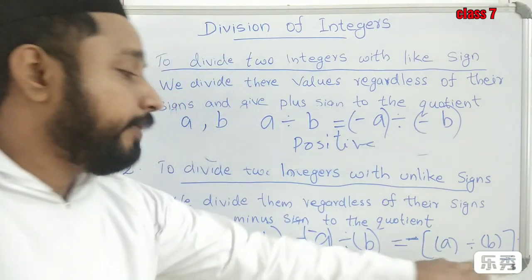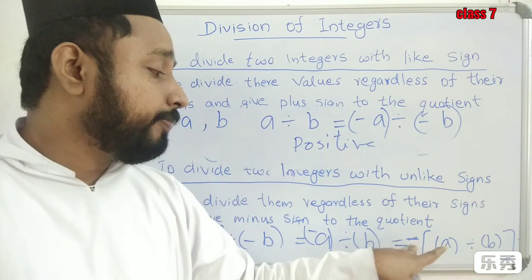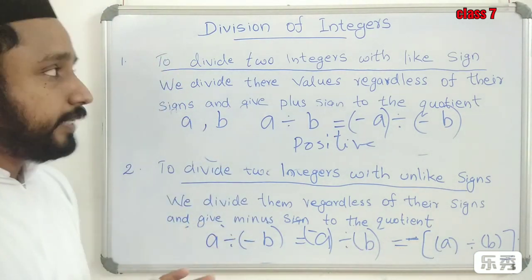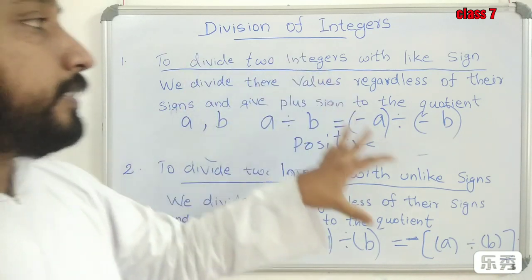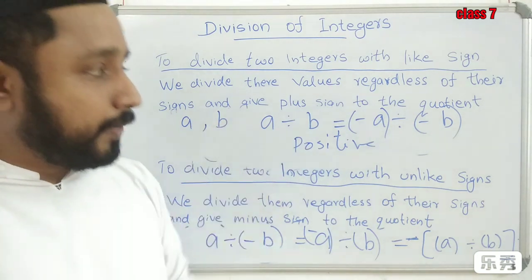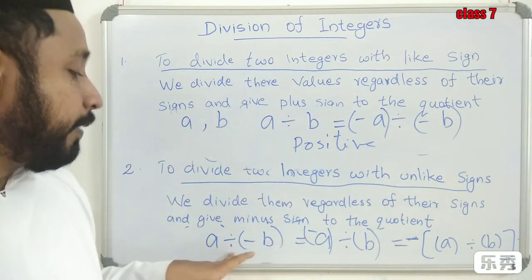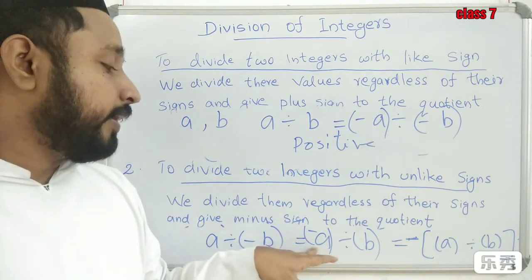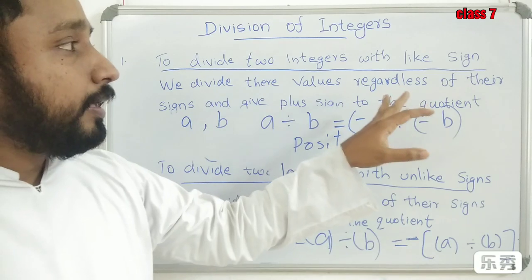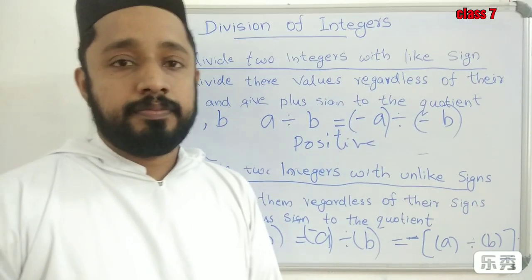The quotient a divided by b, we consider them as whole numbers, that is a divided by b, and give minus sign to the quotient. So in short we can say that to divide two integers with like signs, plus divided by plus, answer is plus, minus divided by minus, answer is plus, and plus divided by minus or minus divided by plus, answer is minus. So same sign, answer is positive, different sign, answer is negative.